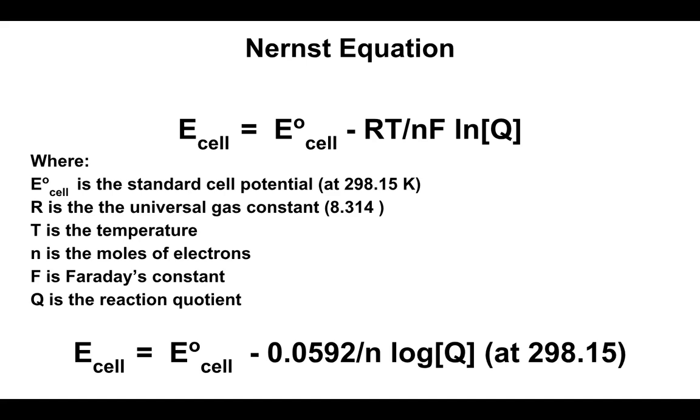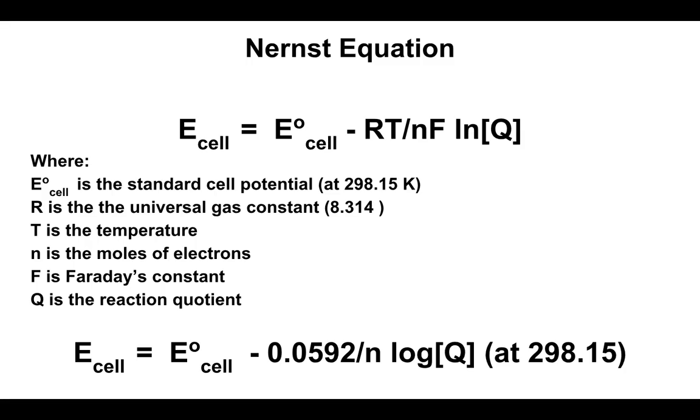T is the temperature, so the current temperature that you're looking at, and we'll talk about what happens if you're at 298. That's right below here. N is the moles of electrons. The F is Faraday's constant, and then the Q is, of course, the reaction quotient, which we also associate with K when we're at equilibrium.